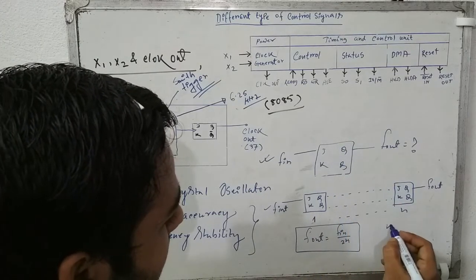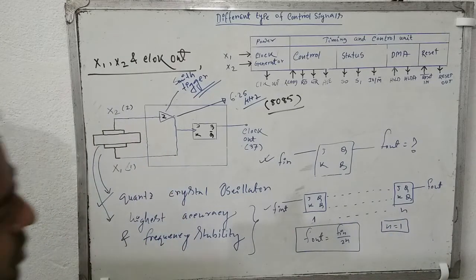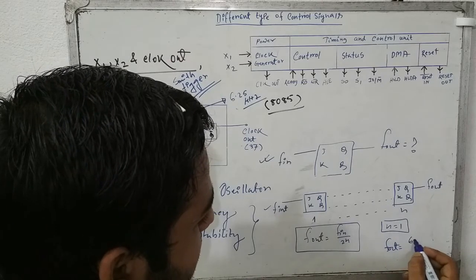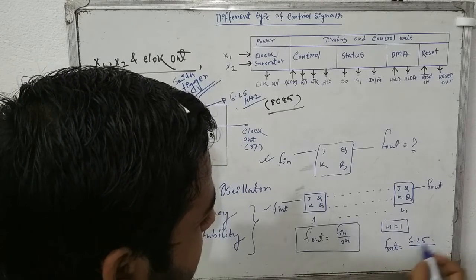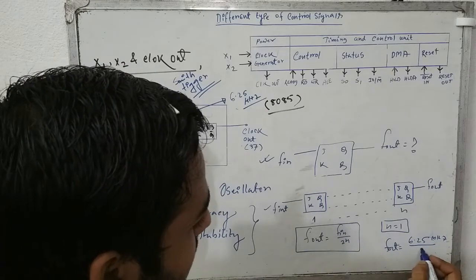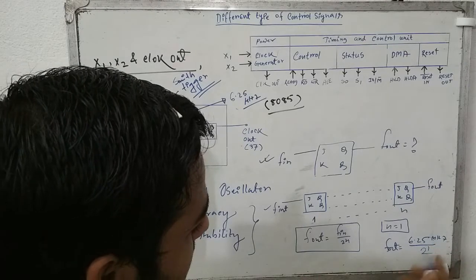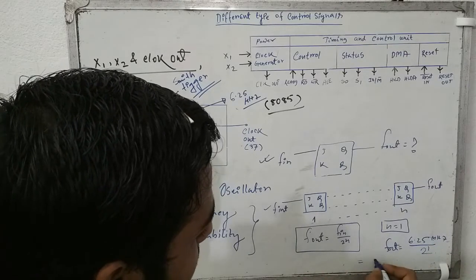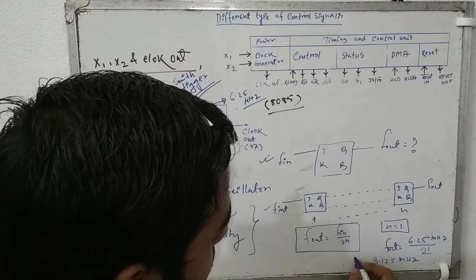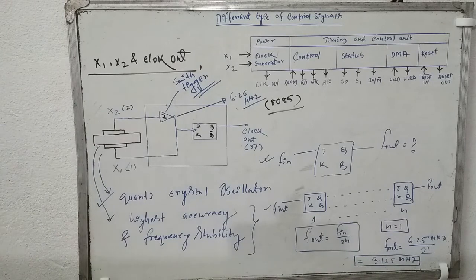Here we have n equals 1. One JK flip-flop is here. So what will be the output frequency? The output frequency will be f in, which is 6.25 megahertz, divided by 2 to the power 1, so it is 2. The output frequency will be 3.125 megahertz. That is the output frequency, that is the clock frequency.